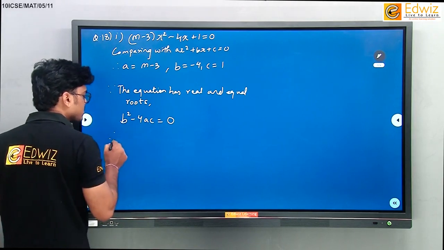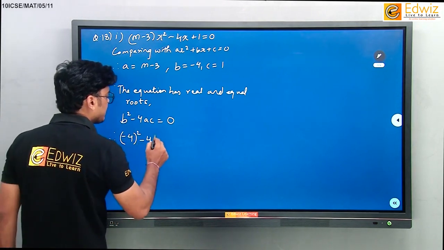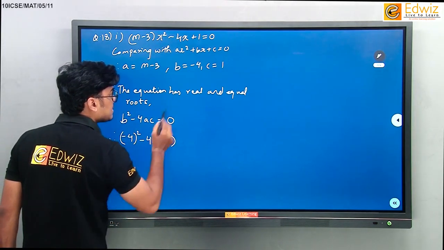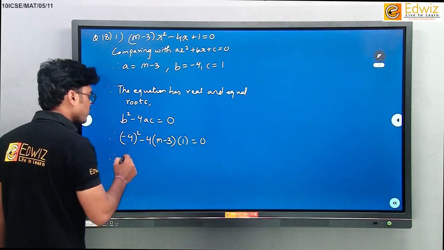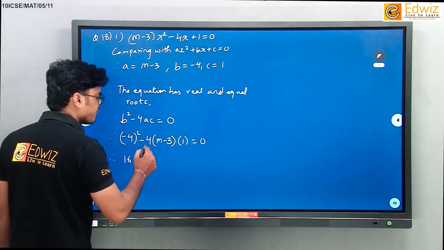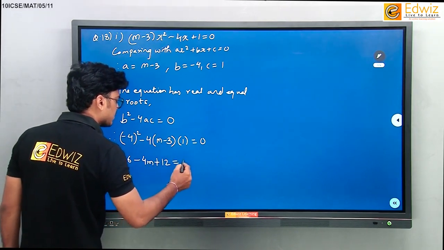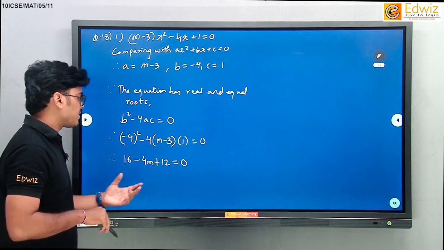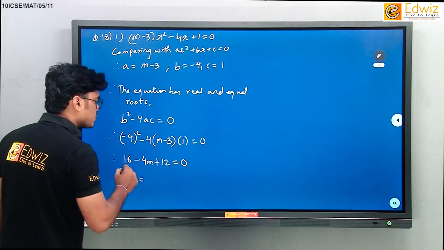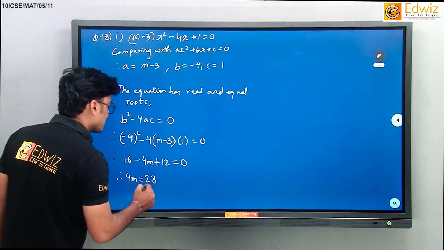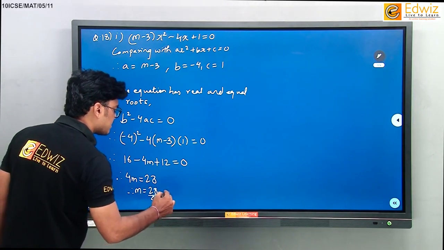Okay, substitute the values. B square is (-4) square - 4 multiplied by a is m - 3 and c is 1. Okay, so here (-4) square will be 16 - 4m, -4 into -3 will be +12 equal to 0. This is just a linear equation which we can solve for m. Send -4m on the other side. 4m will be equal to 16 + 12 is 28. So the value of m is 28 divided by 4, that is 7.